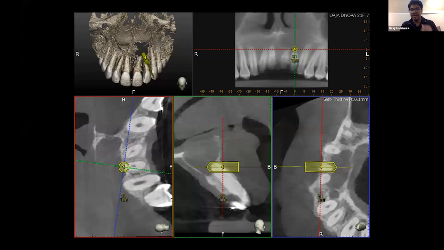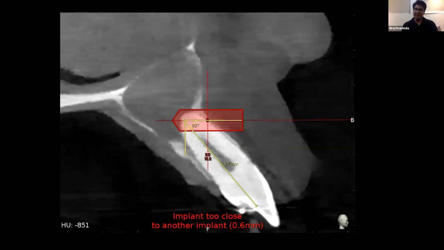Not only the central incisor, but also the lateral incisor was resected in the same manner. When I talk about dynamic navigation, this is a technology with which we can actually achieve real-time navigation.